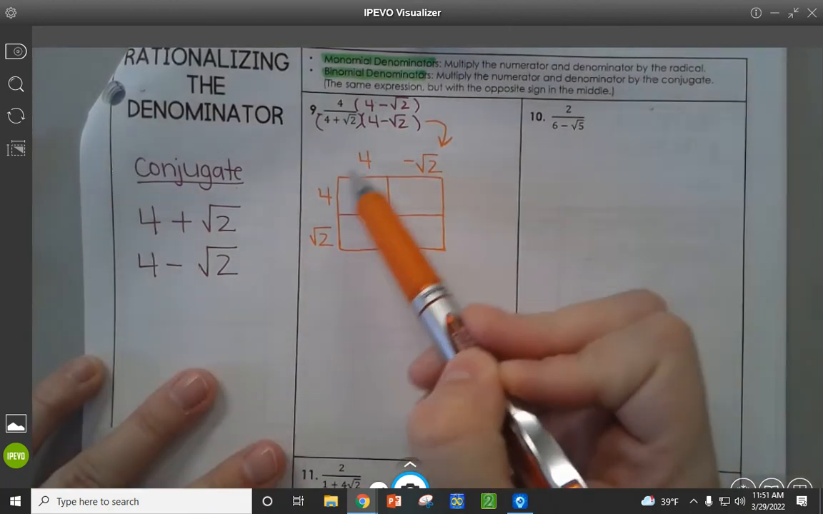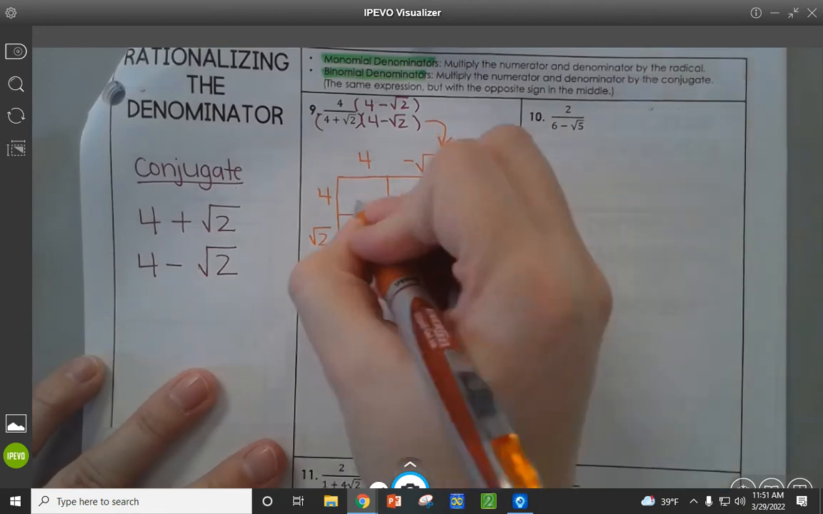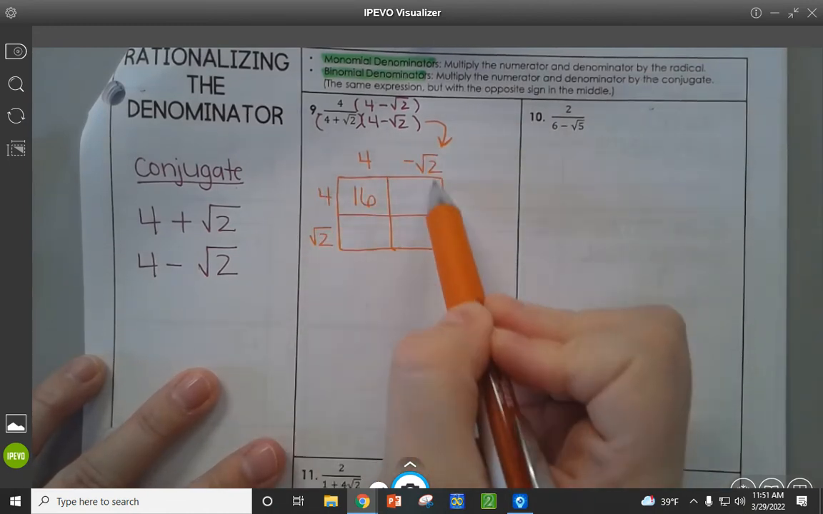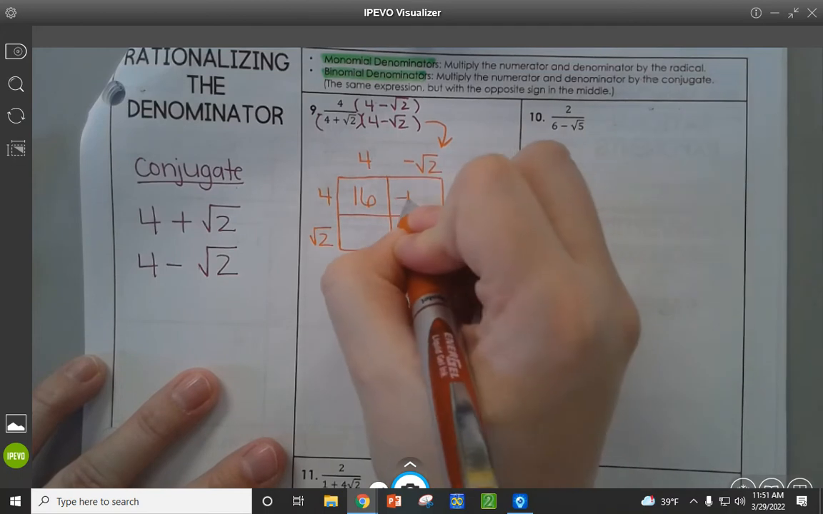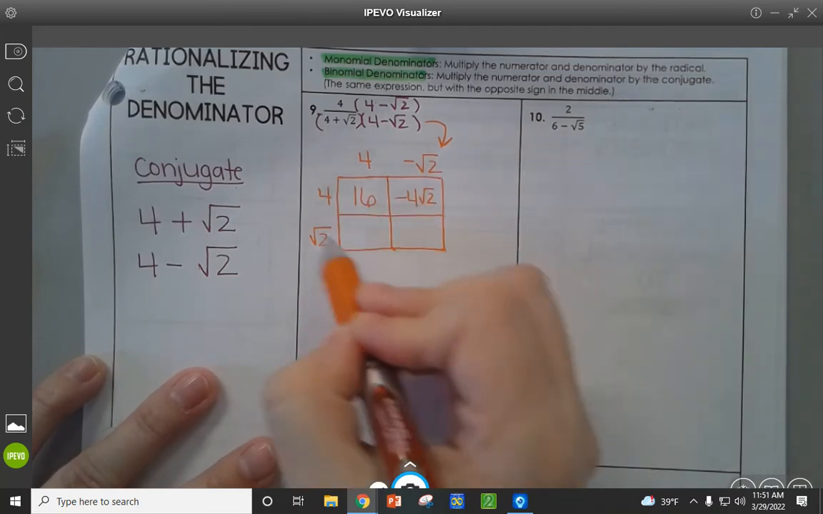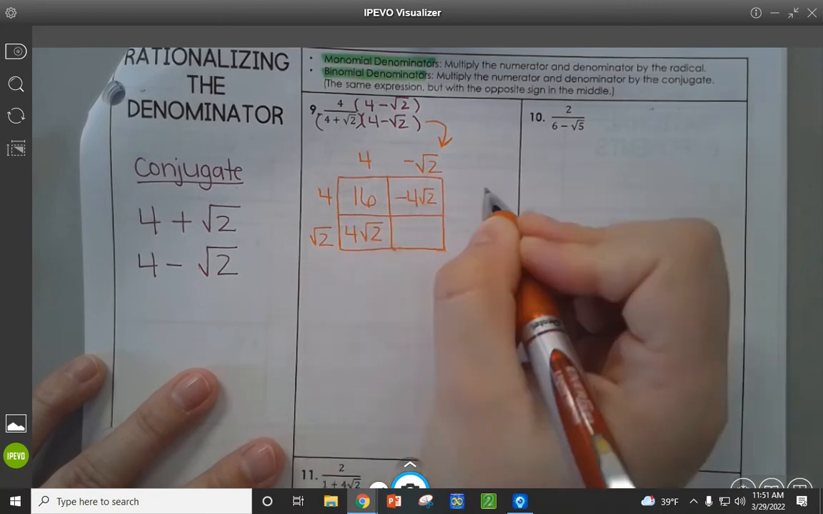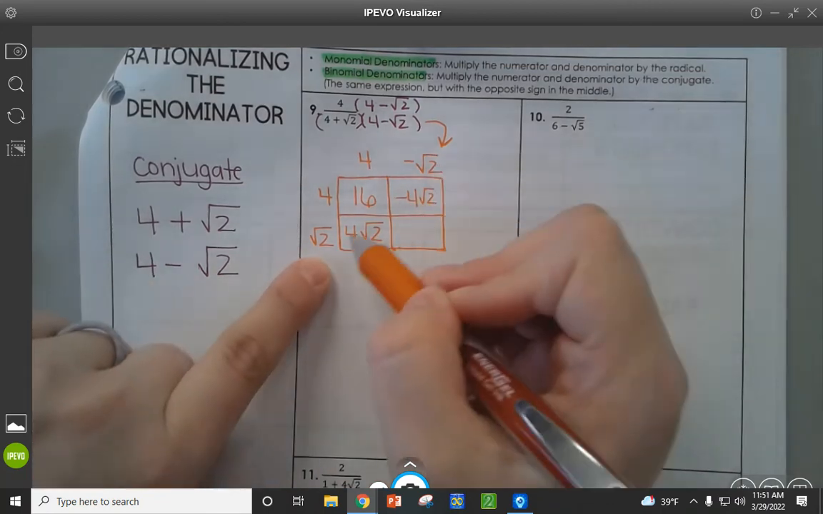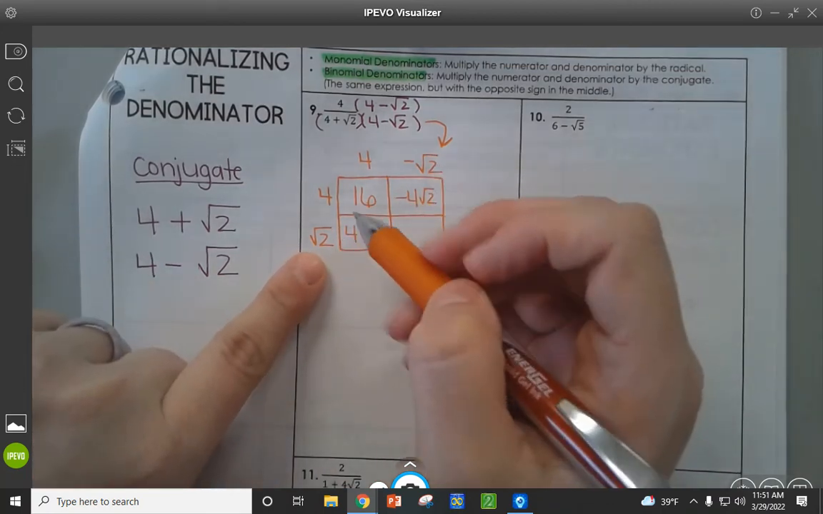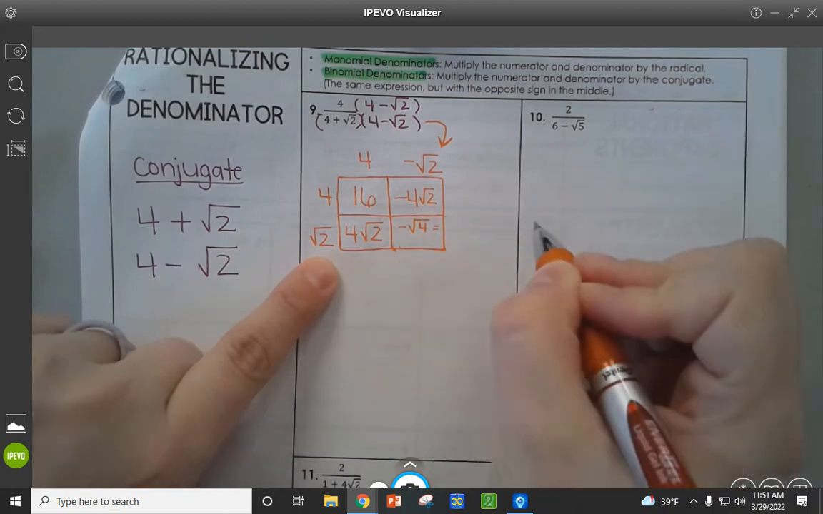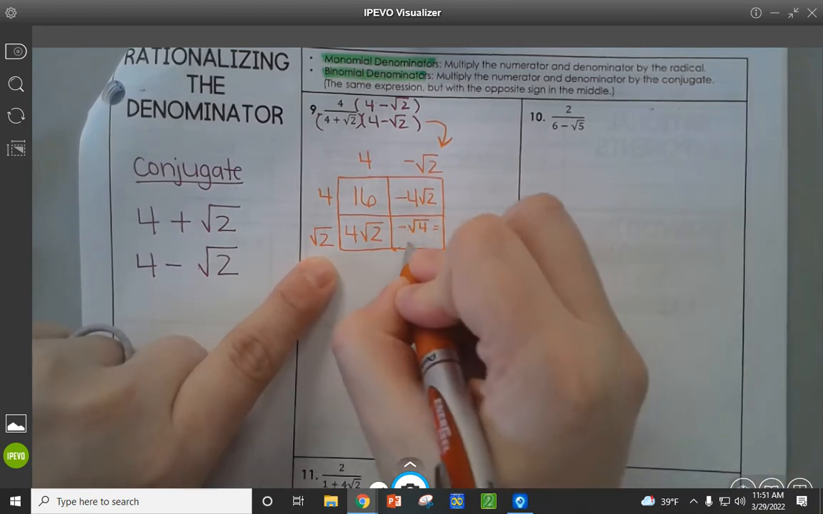What is 4 times 4? 16. 4 times negative square root of 2? 4 times square root of 2? 4 square root of 2. And then negative square root of 2 times positive square root of 2. Negative square root of 4, which is negative 2.